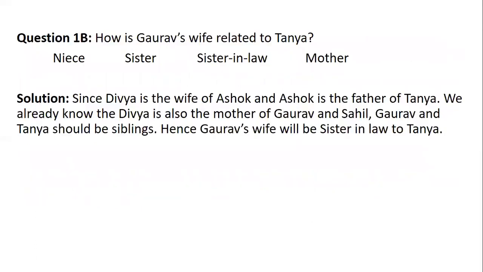How is Gaurav's wife related to Tanya? Since Divya is the wife of Ashok and Ashok is the father of Tanya, we already know Divya is also the mother of Gaurav and Sahil. Gaurav and Tanya should be siblings. Hence, Gaurav's wife will be sister-in-law to Tanya. That's it.